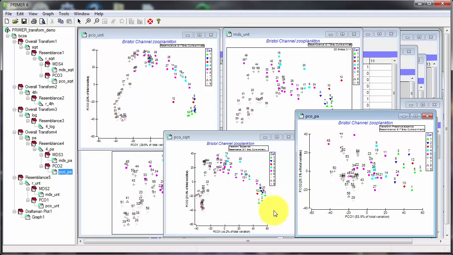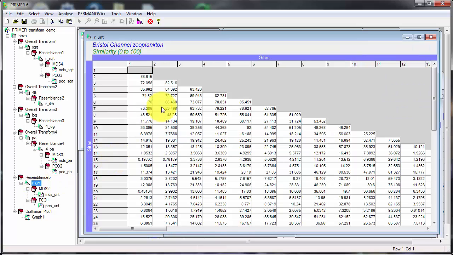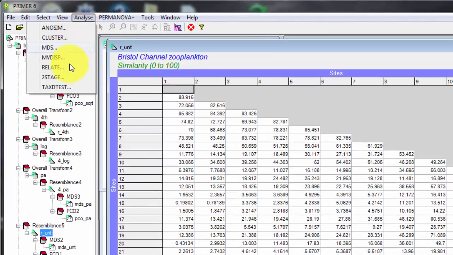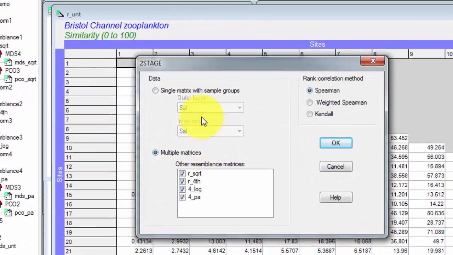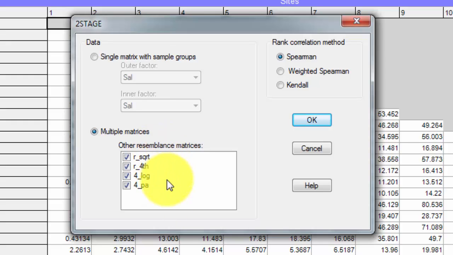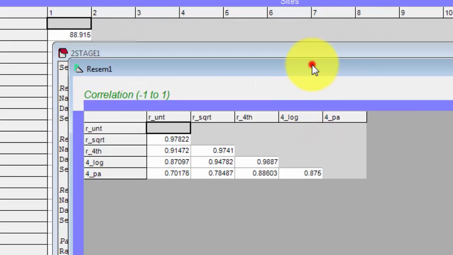Now, to get a clearer overview of the effect of the different transformations, rather than just visually, we can use second stage analysis. So if I click here on untransformed, go up to analyze, two stage, I'm interested here in the effect of the transform. So you can see I've selected multiple matrices and look at the resemblance matrix. So here we go.